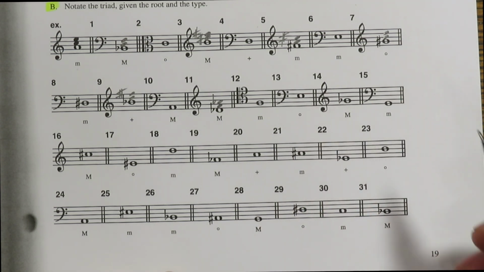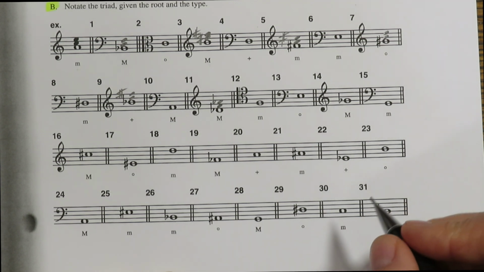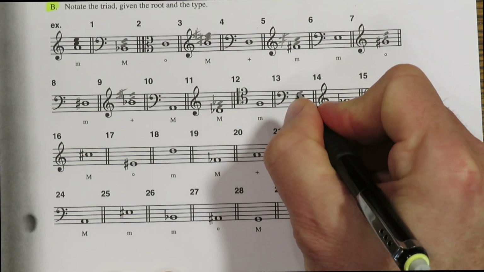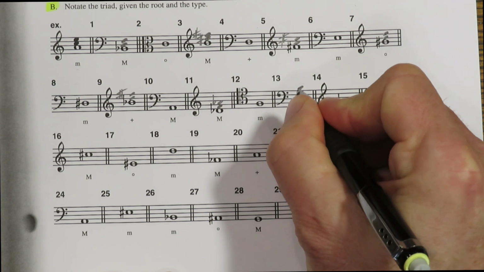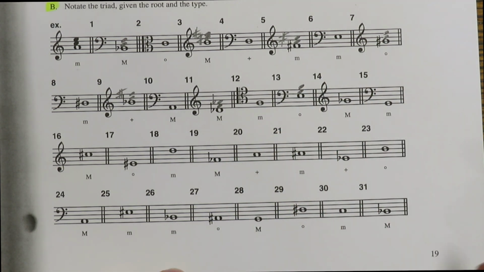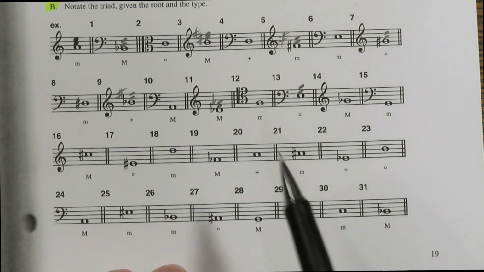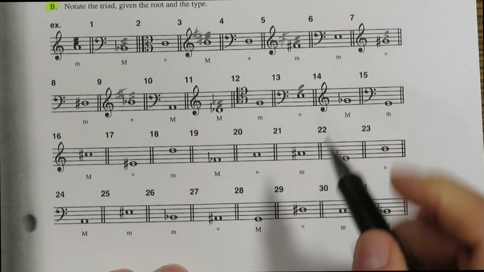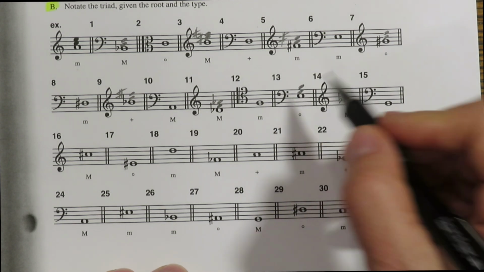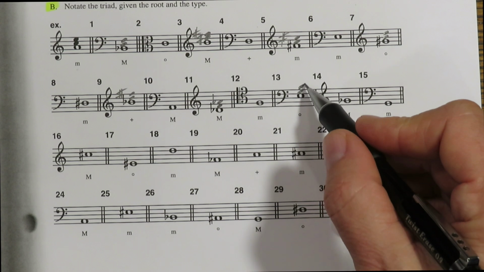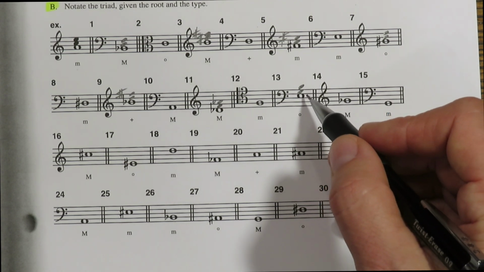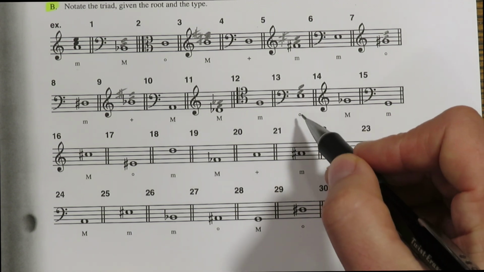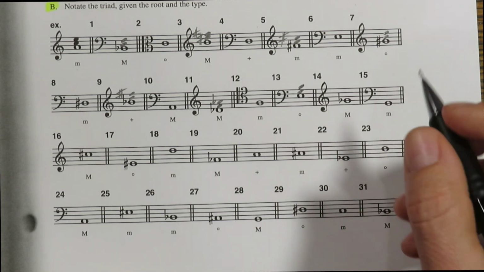Now, we have an E diminished in bass clef. Stack it up again. E, G, B. Now, did we have an E major? No. We did on the last example. So E, G, B. We know that's minor. So we're off to a good start already because we want a diminished triad.